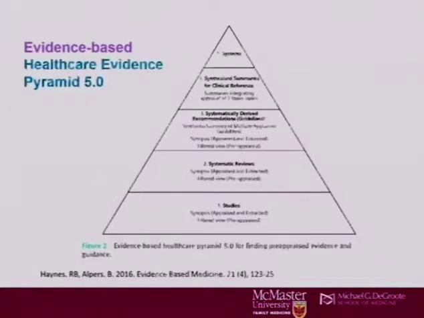So here, excuse me, here is the famous evidence-based healthcare evidence pyramid 5.0. I thought pyramids were more static, but this one has gone through many versions and did the nice millennium spin of 5.0. It's published by Haynes and Alper, and is really a useful way of visualizing what is evidence-based resources.